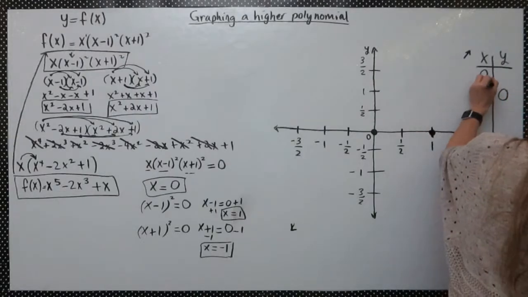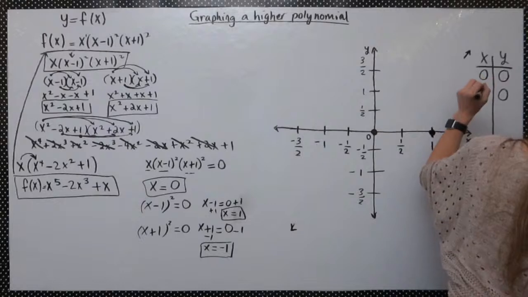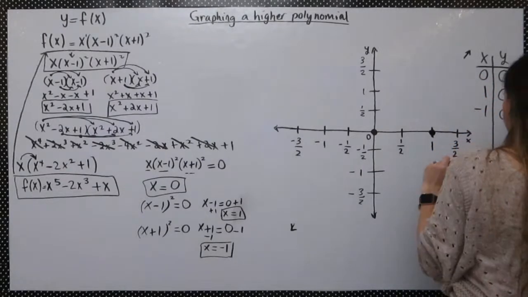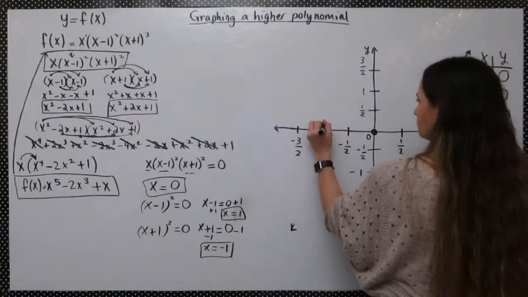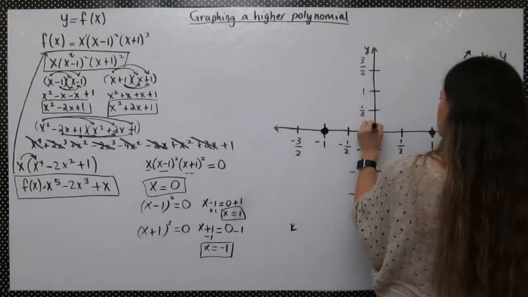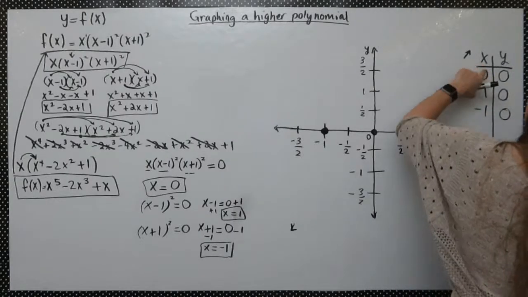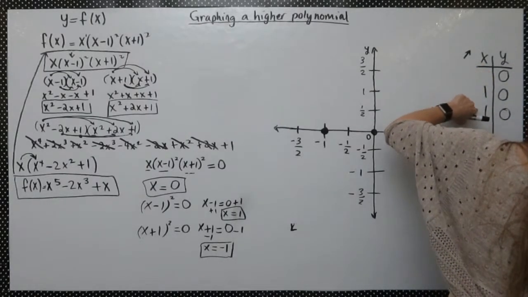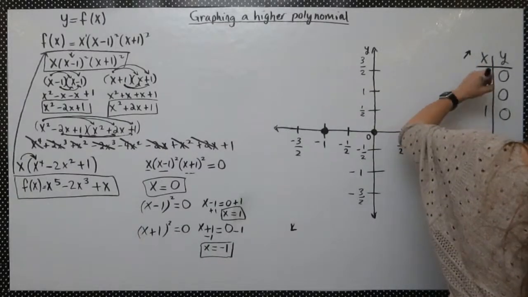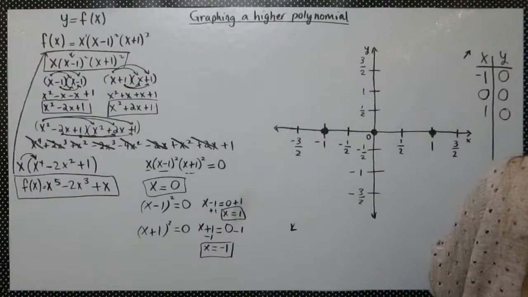X is 1, y is 0; x is 0, y is 0; and x is -1, y is 0. So we've already got our zeros marked right there, right there. And maybe be a little bit more here. We'll say -1. We're going to add some more points in here anyway, but there we go. Those 3 zeros exist so far.